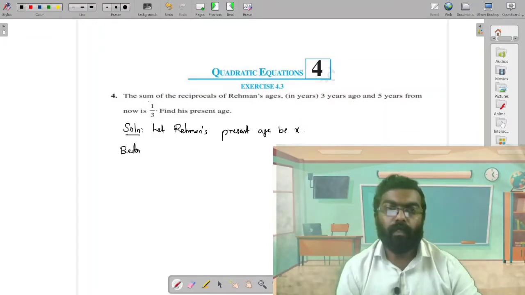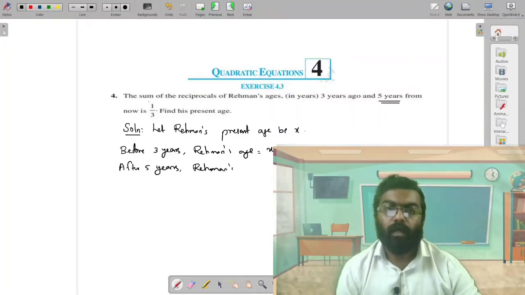Okay. Now what about the age before 3 years? So before 3 years, what can we write? Rahman's age was x minus 3. And after 5 years from now, that means after 5 years, Rahman's age will be x plus 5. Before 3 years it was x minus 3, and after 5 years it will be x plus 5.